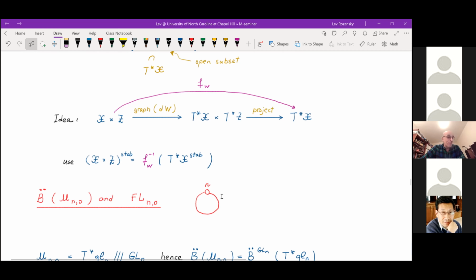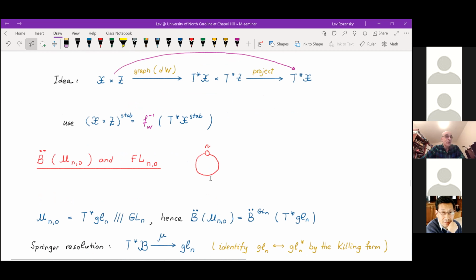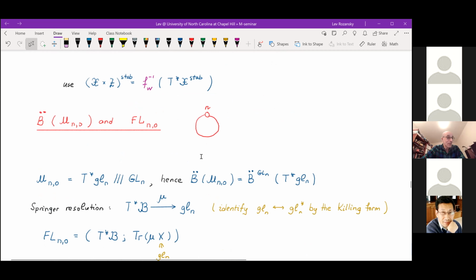Okay, so now we go directly to quiver varieties. We begin with the commuting variety, which is simply Hamiltonian reduction of T star of GLN with respect to the adjoint action. So its two category we will define as the GLN equivariant two category of the cotangent bundle to the Lie algebra GLN.